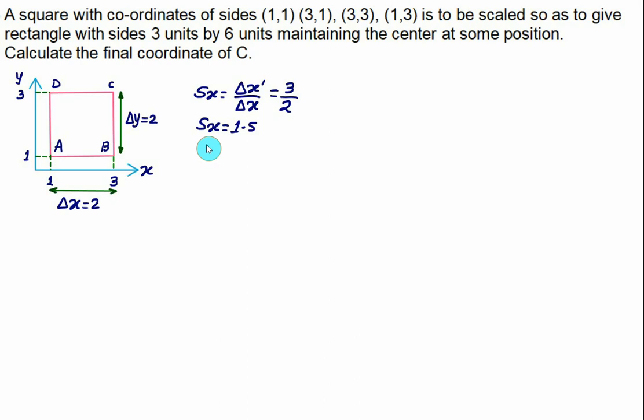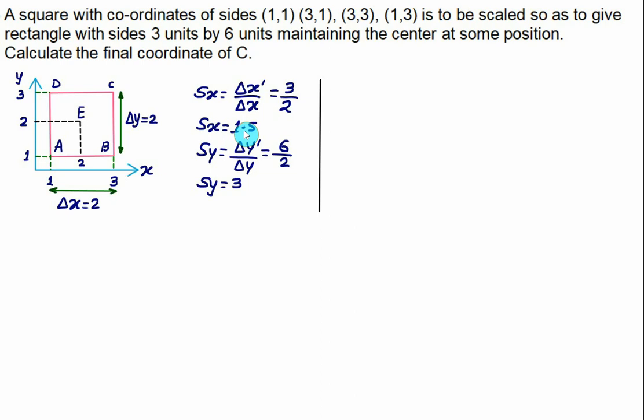Similarly, sy is equal to delta y prime divided by delta y. We want delta y prime to be 6 units, and at present it is 2 units. So we have to use the scaling sy equal to 3. But the condition here is that we have to maintain the center at the same position. Let E represent the center. The coordinate of the center will be 2, 2.